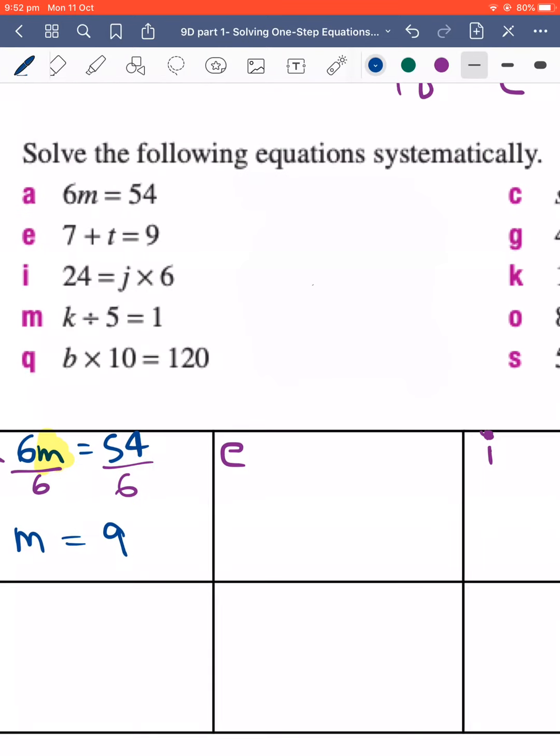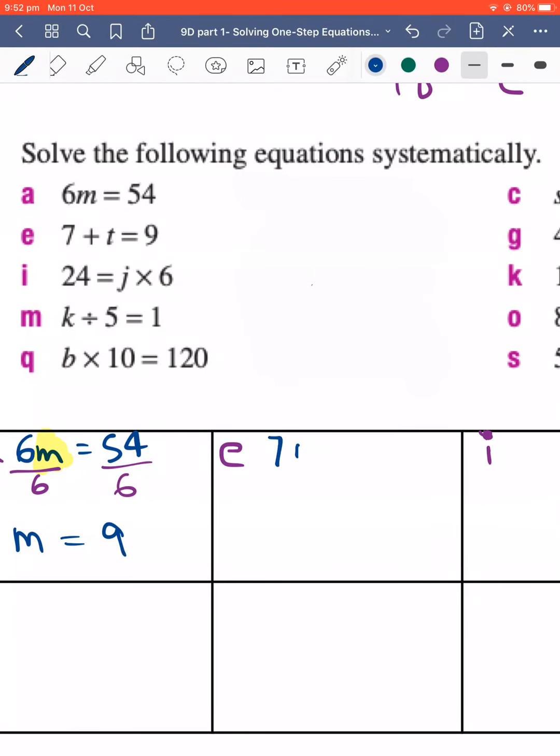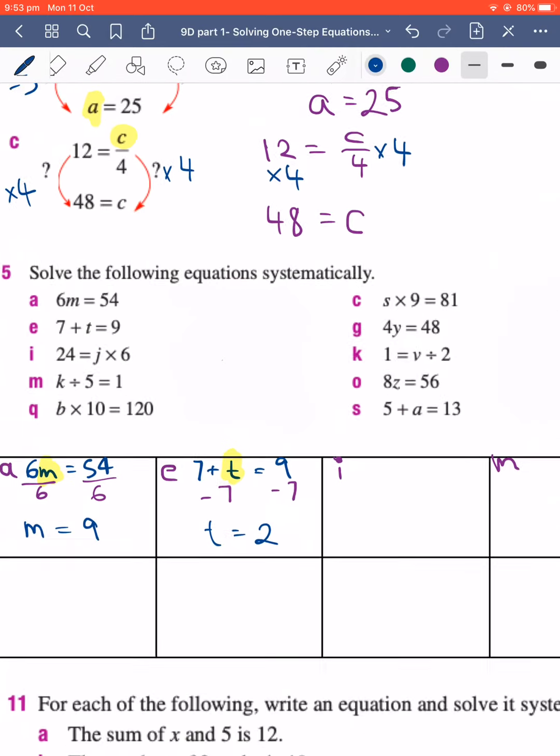Moving on to the next one. So I've got 7 plus t equals 9. I want to have my t to itself. So if I've got plus 7 over here, I need to get rid of that, and what I do to one side, I do to the other side as well. So if I've got plus 7 there, I'm going to minus 7 on both sides. So 7 minus 7 just ends up being t. Then t equals 9 minus 7, which is 2.